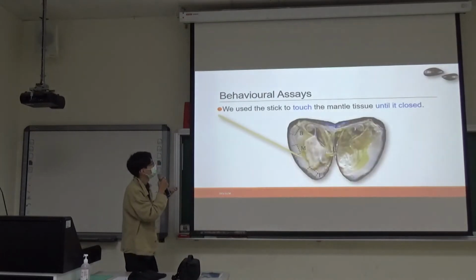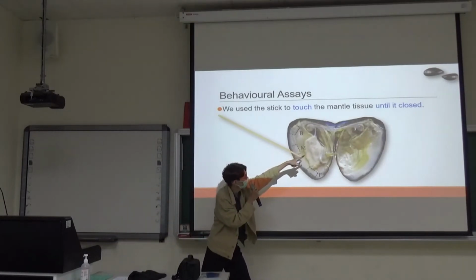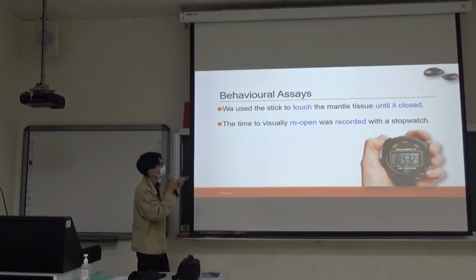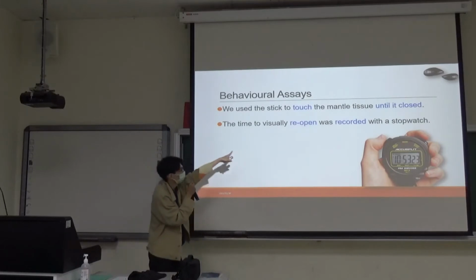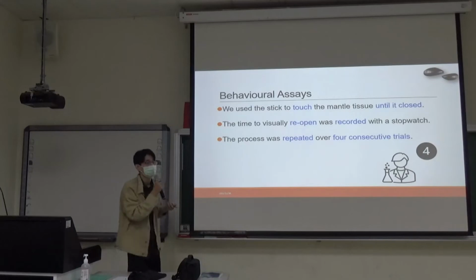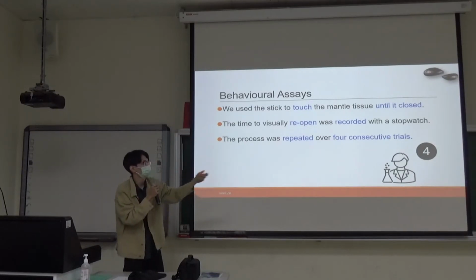Okay, and let's talk about how we do the experiment. First, we use a stick to touch the mantle tissue until it closes. There is the mantle tissue. And next, we use a stopwatch and record the time that it takes to open. This process was repeated over 4 consecutive trials.